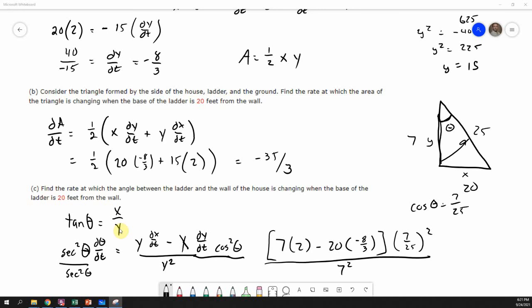Opposite over adjacent. This is giving me a weird number. Opposite over adjacent, low d high minus high d low over low low. y was 7, dx/dt was 2, minus x, which is 20, times dy/dt, which was negative 8/3, cosine squared, so cosine is adjacent over hypotenuse.